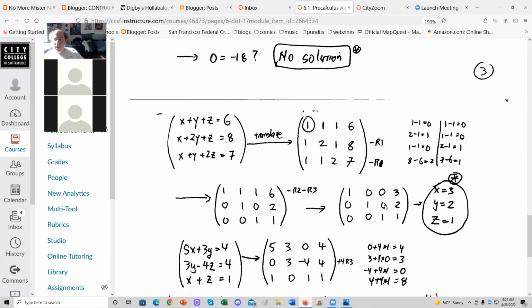1x equals 3. 1y is 2. 1z is 1. X is 3. Y is 2. Z is 1. And there's your solution.